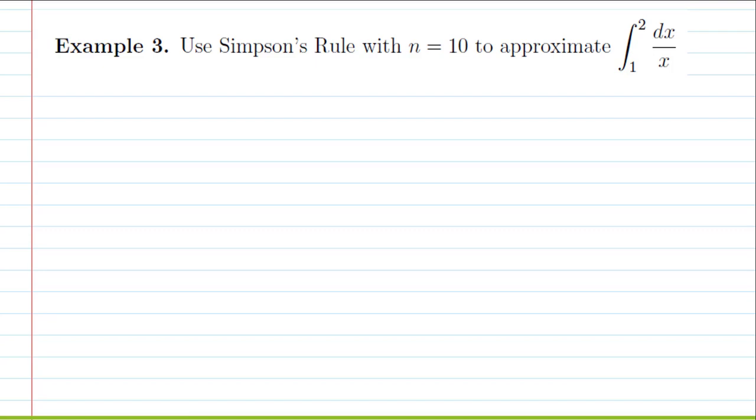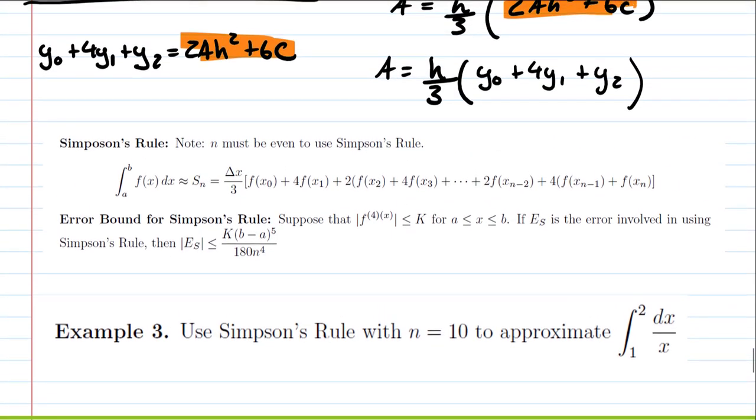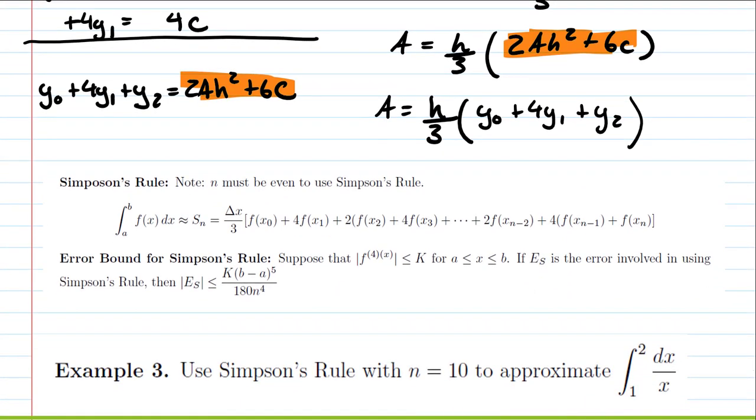Right, so example number 3 is we wish to use Simpson's rule with n equals 10 to approximate the integral from 1 to 2 of dx over x, or 1 over x dx. The one thing we do have to remind ourselves of is with Simpson's rule, we always have to have n even. And remember, Simpson's rule is delta x divided by 3. And then our pattern always starts with 1 and ends with 1, and then it goes 4, 2, 4, 2, 4, 2, 4, 2, 4, 2 on the inside.